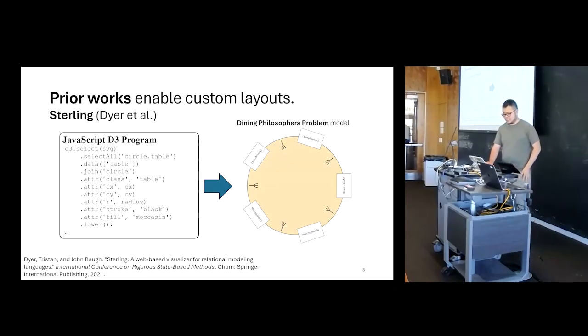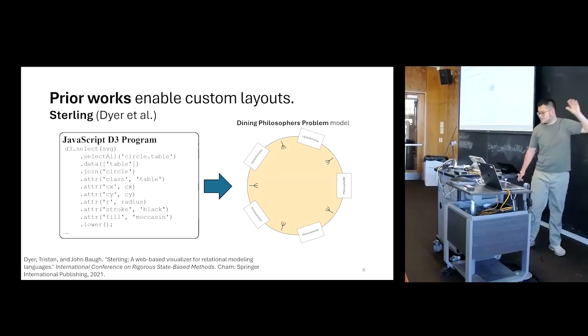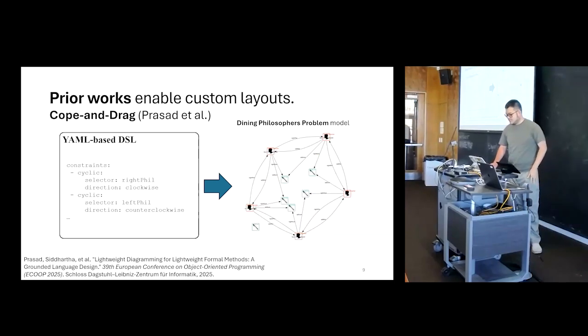Tools like Sterling can also generate visualizations like this for the Dining Philosophers problem, but it requires users to write a full-fledged D3 program in JavaScript. You have tools like Penrose, which requires users to write a program in a domain-specific language to generate something like that.